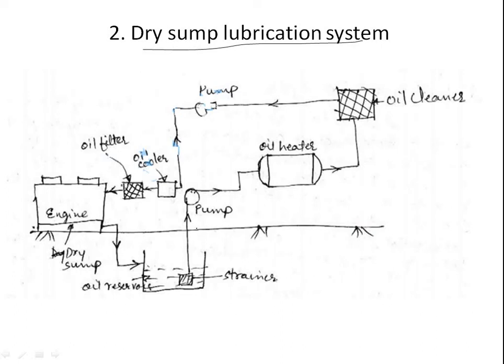You can see the crankcase here. The used oil falls into the crankcase and is then routed to the oil reservoir. You can see this oil reservoir here. This is a tub-like oil reservoir where the used oil, after passing through all the various parts, comes back and is stored.